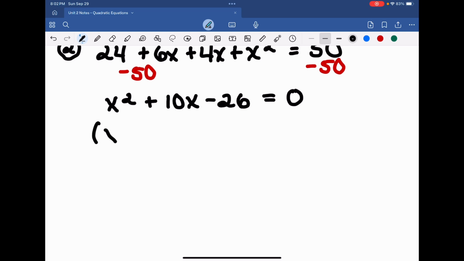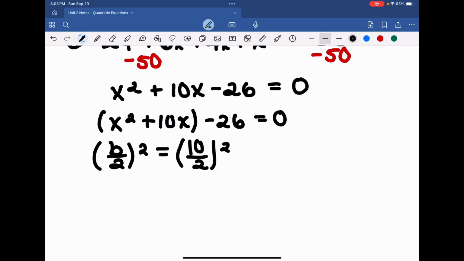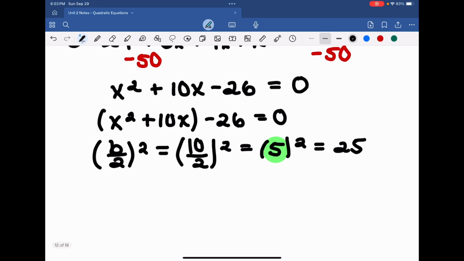Now we're going to group our first two terms. So we're going to go x squared plus 10x, close the bracket, minus our constant is equal to 0. We can then go into our b over 2 squared, which is equal to 10 divided by 2 all squared, which is equal to 5 squared, which is equal to 25. Again, always highlight or circle or box that b divided by 2.